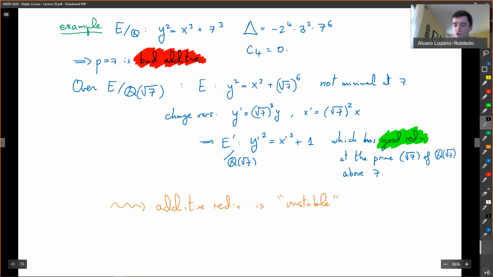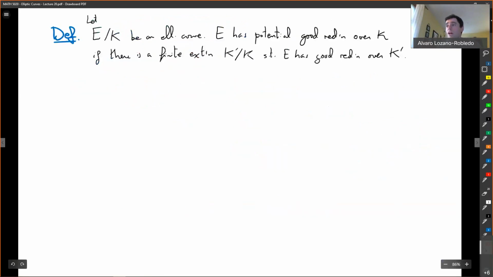And that is the example that we just gave. In the previous example, our original curve had bad reduction over Q7, let's say. So over the 7-adic field, there's bad reduction. But when I go to one ramified quadratic extension of Q7 adjoining the square root of 7, then I get good reduction in that extension. So this elliptic curve had potential good reduction over Q7. Not good reduction because the reduction was additive, but potential good reduction.